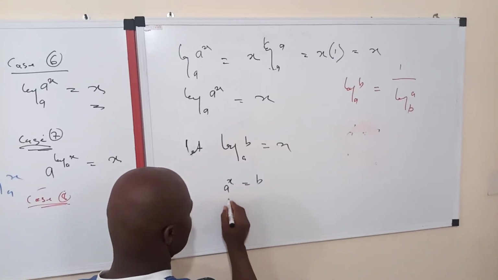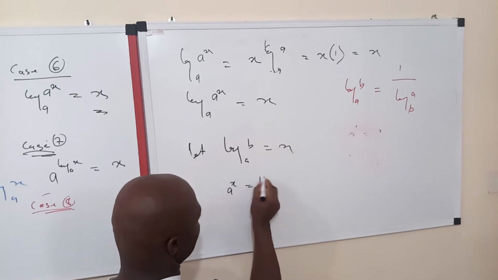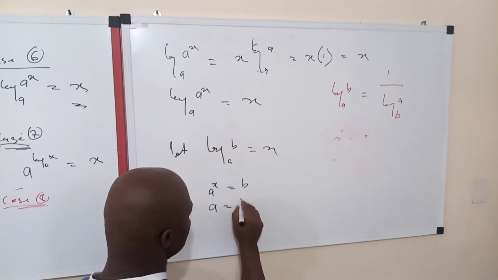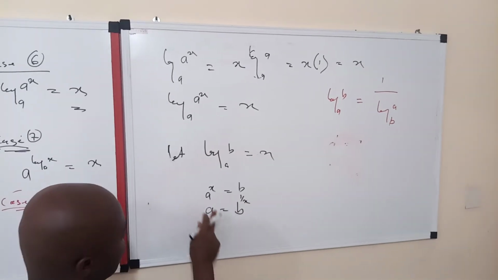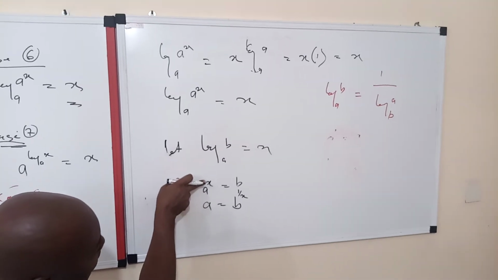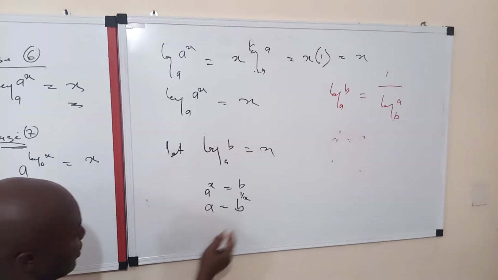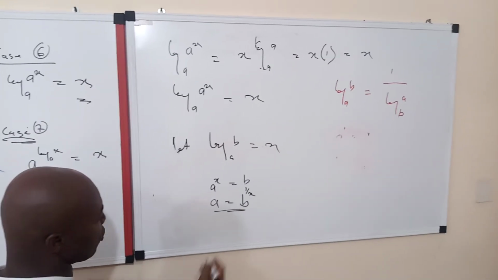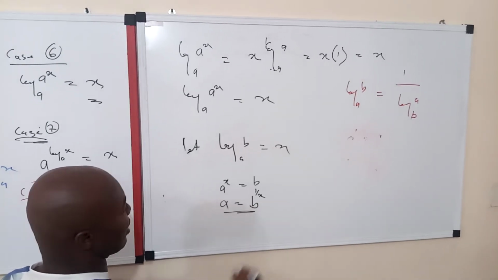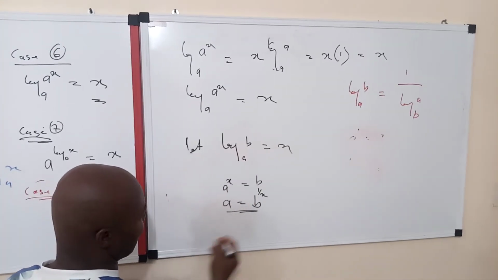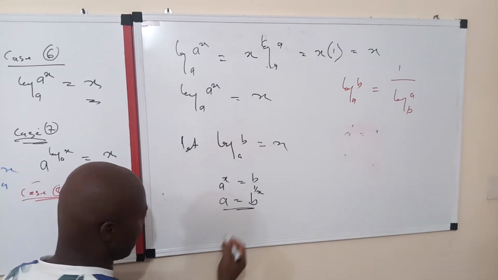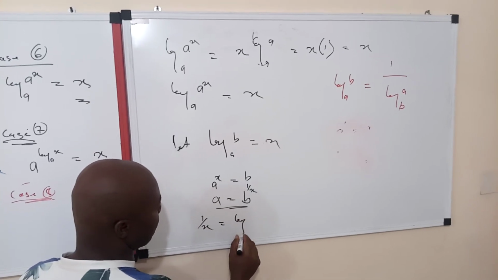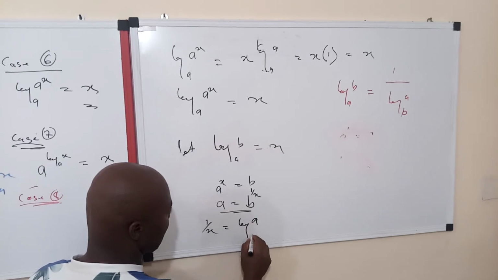If we want to do that, this is simply raising the power by 1 over x. If we do that, we are going to have a will be equal to b to the power 1 over x. So you can see that in this case, we have eliminated the x here and fixed it back. Now, at this point, let's try to rewrite this in terms of logarithm again. This power 1 over x is equal to the logarithm of the number, which is a, in base b.